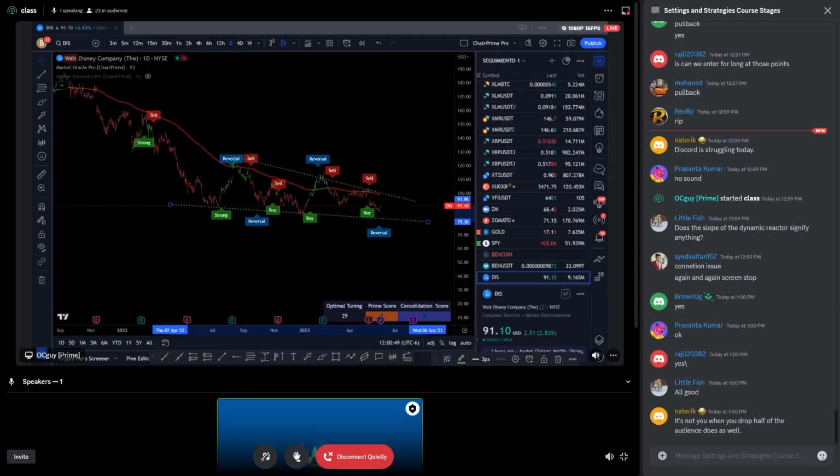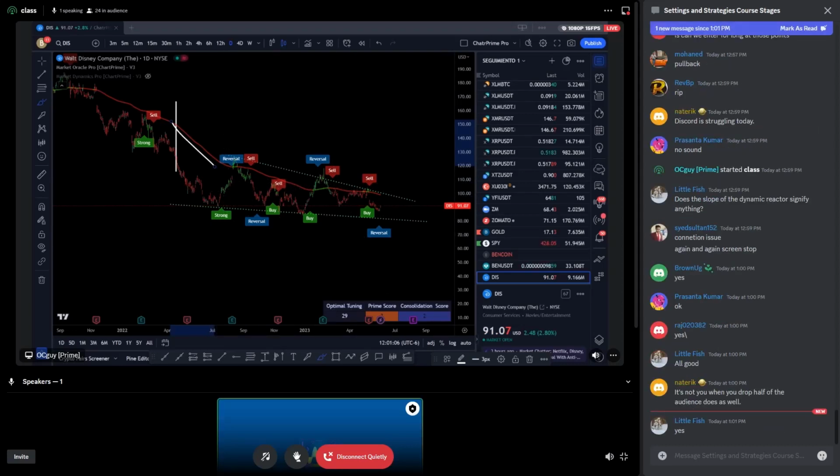Okay. Does the slope of the dynamic reactor signify anything? Slope of the dynamic reactor. So you are referring to how steep it is? All right, not really. It's like this zero line. You can see how much bearishness we have because we keep dropping based on the steep direction of the dynamic reactor, but by itself it is not telling you that much, right?